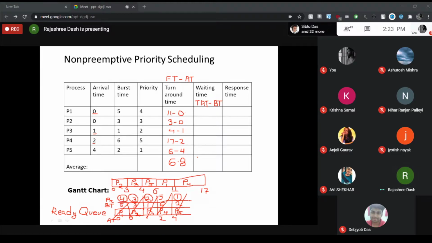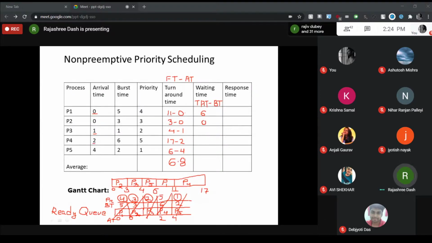Now let's find out the waiting time. For P1, I have already written the formula for waiting time. Simply subtract the burst time from the turnaround time. So for P1, what will be the waiting time? 11 minus 5, that is 6. For P2, 3 minus 3, that is 0.